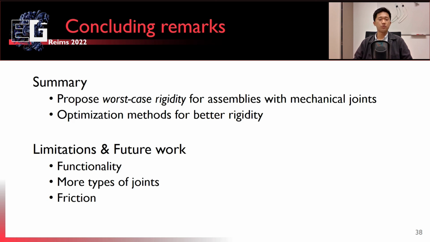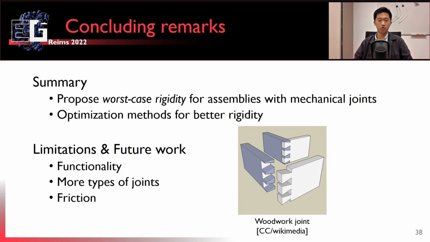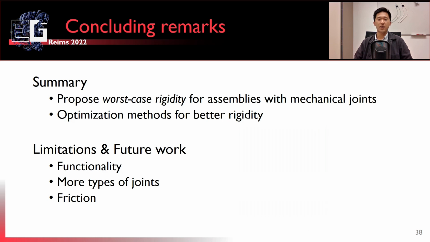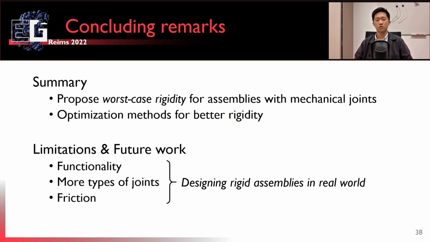And another direction to go is trying to support more types of joints, especially those depending on contact and friction. For example, this kind of woodwork joint. It would definitely be cool to see more joints supported in our framework. And another direction is trying to support friction, which in our work we didn't consider. So if we can manage to finish these three tasks, I believe it's going to be a huge step forward towards designing rigid assembly structures that are suitable to deploy in the real world.